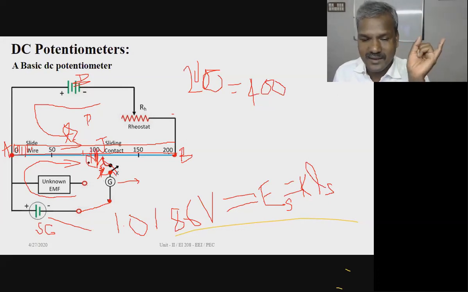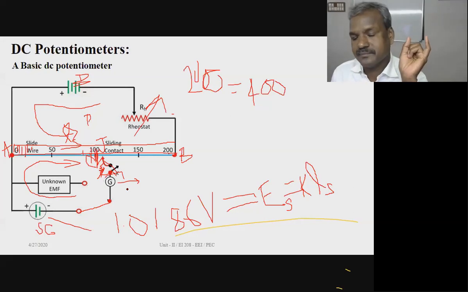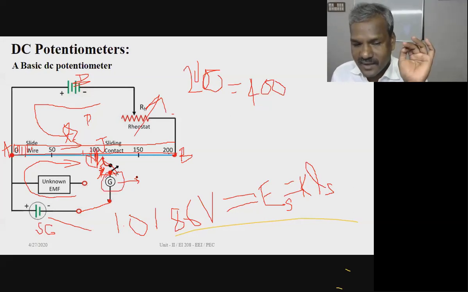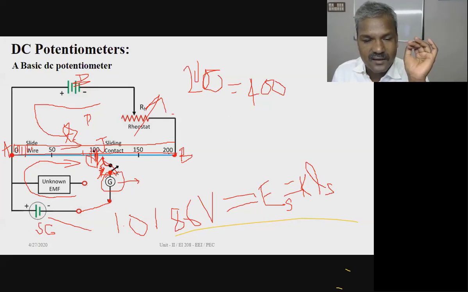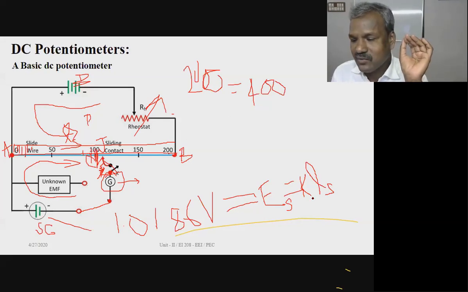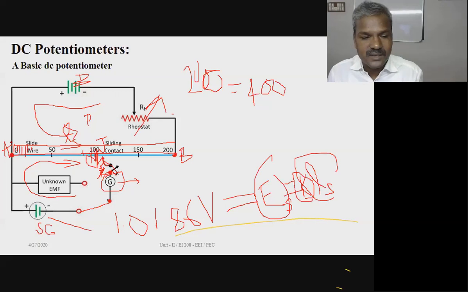Another type is you connect the standard cell, place the jockey anywhere here, and adjust this rheostat until you get zero deflection in the galvanometer. This is another method. In the first method, you connect this switch to the standard cell, adjust, and find the K value. ES is known, and LS is also known. From the scale, it is very easy to measure the length.